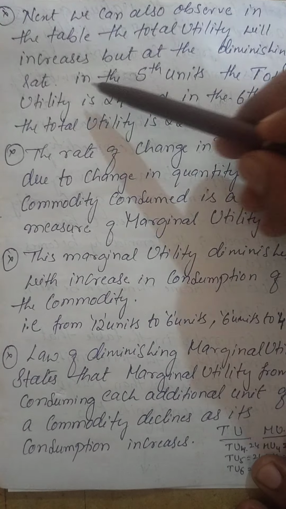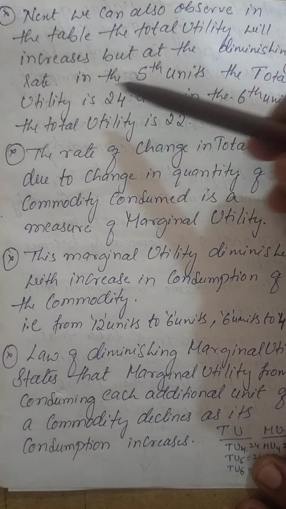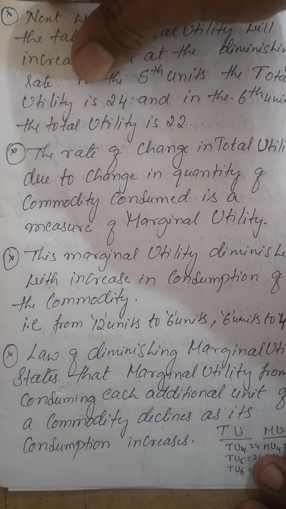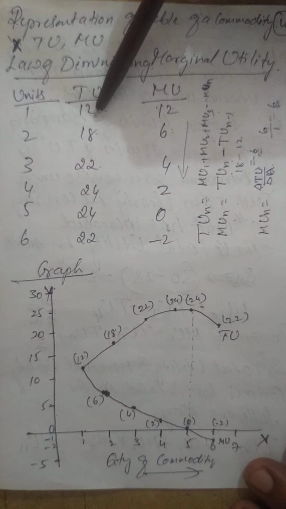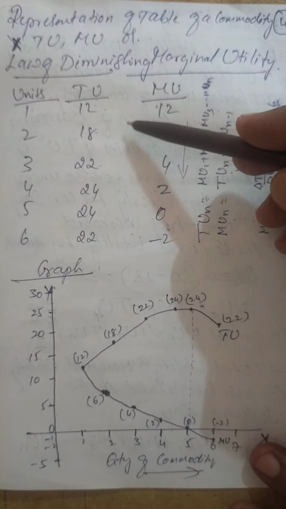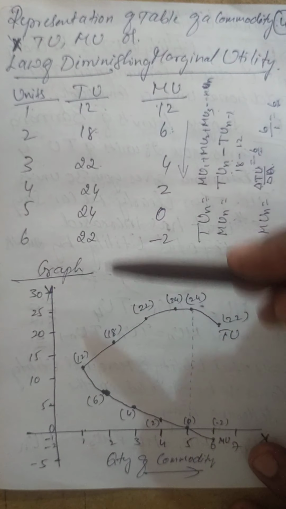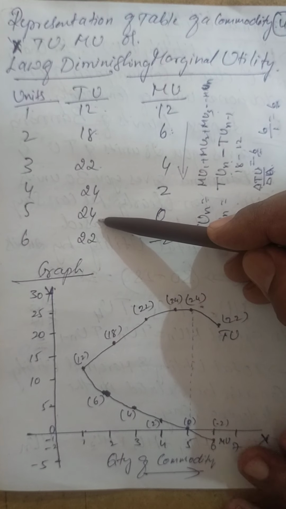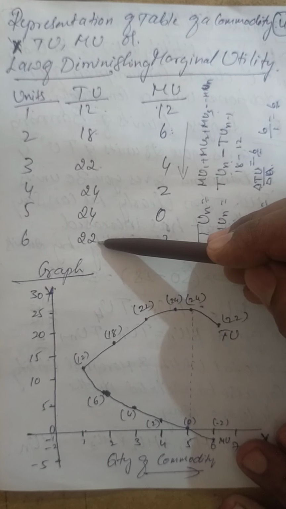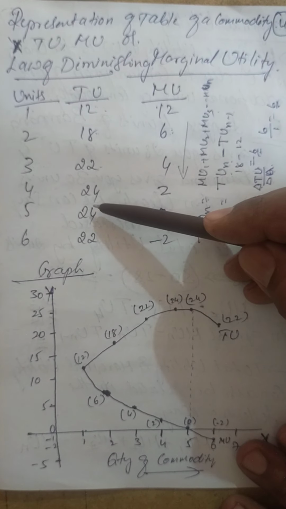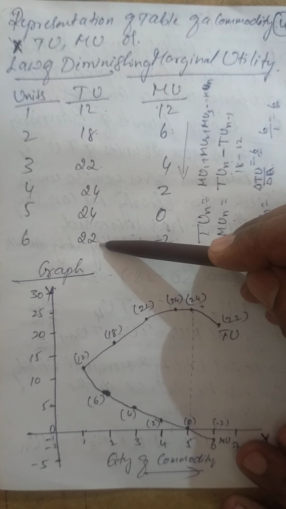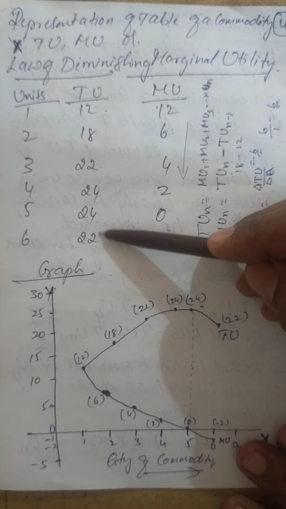Continuation of this, the next level we can also observe in the table: total utility will increase but at a diminishing rate in the fifth unit, and total utility is 24. Here, after the fifth unit, it starts decreasing. The fifth unit total utility is 24, and the sixth unit is 22, which means it is diminishing, at an increasing rate.